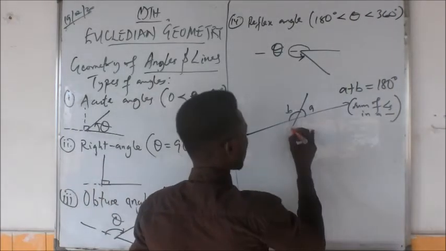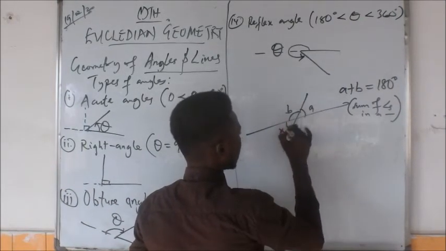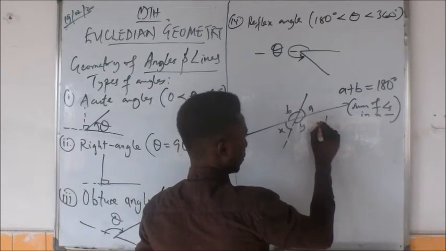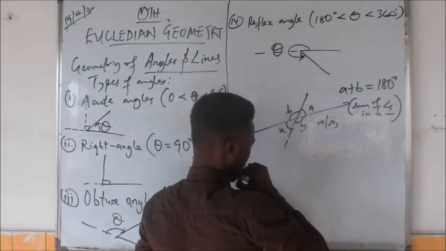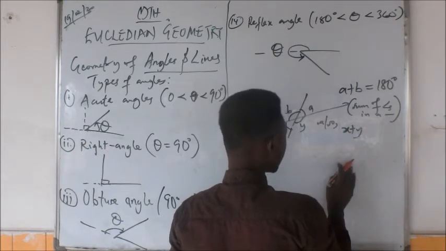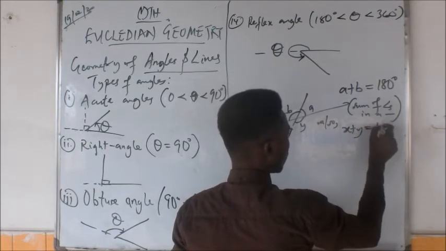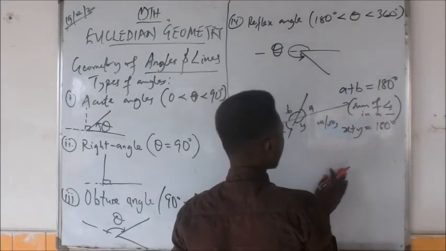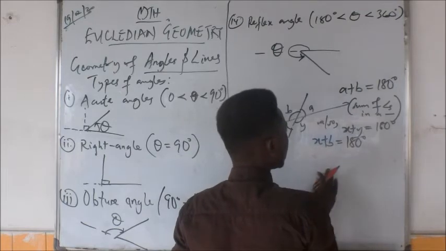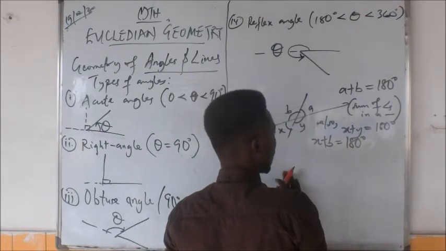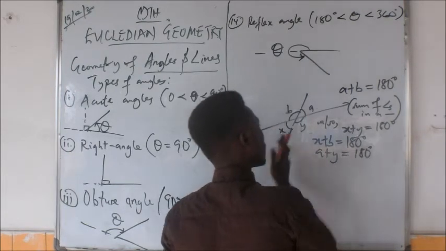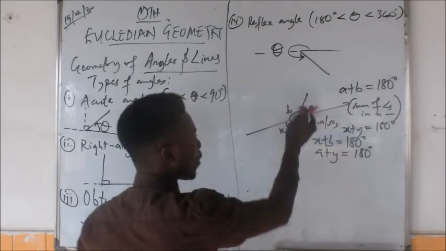Likewise, if I try to extend this, then I can have this as x and I have this as what? Y. Also, I am going to say that x plus y is what? 180 degrees with the same reason. Likewise, you can say x plus b is equal to what? 180 degrees with the same reason. And you can as well say a plus y is equal to what? 180 degrees. Why? We are still talking about what? Straight lines, sum of angles.